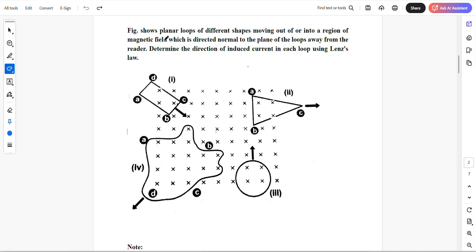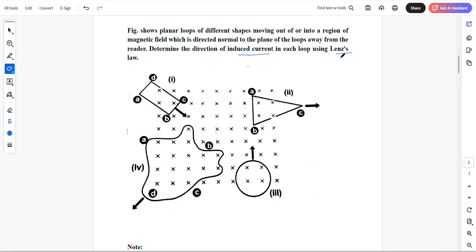What it is saying: the figure shows planar loops of different shapes moving out of or into a region of magnetic field which is directed normal to the plane of the loops, away from the reader. Determine the direction of induced current. You have to find the direction of induced current in each loop using Lenz's law.